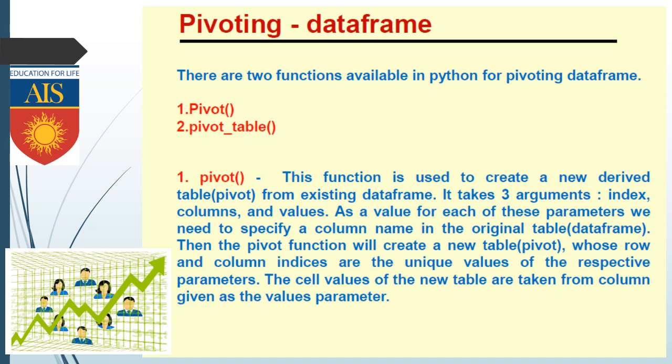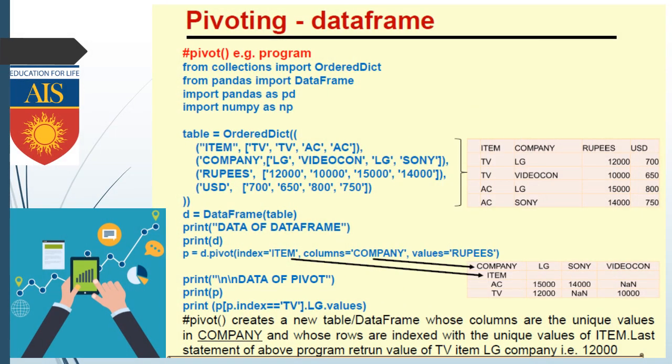See an example, just follow. From collections, import OrderedDict. From pandas, import DataFrame. Import pandas as pd. Import numpy as np. table equals OrderedDict, that means ordered dictionary. Within brackets, first we have to mention the field name. After that, within square brackets, we have to mention the information of that particular field, within single inverted commas and separated by commas. This we need to continue in this way.